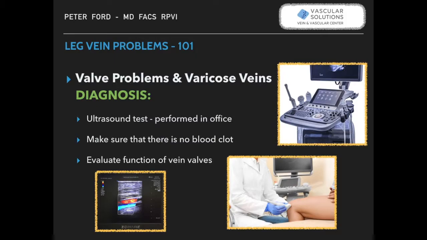In addition to seeing the size and the shape of the veins, the ultrasound lets us see how the blood is flowing through the veins, and if the blood is flowing in the wrong direction for longer periods of time than is considered normal, we consider that to be consistent with venous reflux disease.